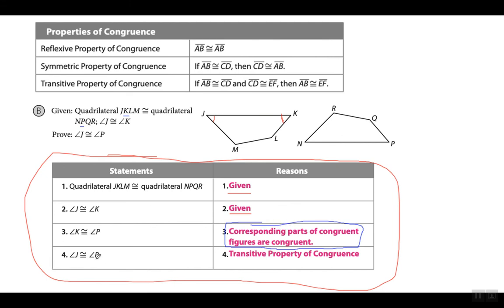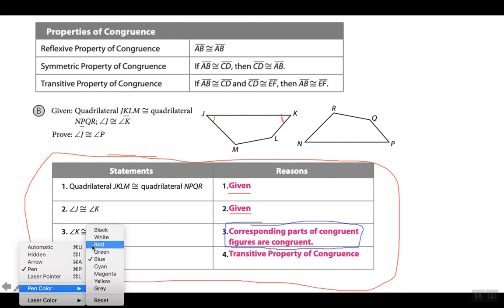Okay, now look at the last thing that they wrote to prove that angle J is congruent to angle P. Let me try that again. Angle J is congruent to angle P. I said angle J is congruent to angle P. It's been a long day.